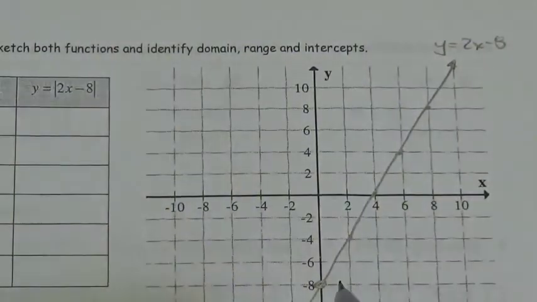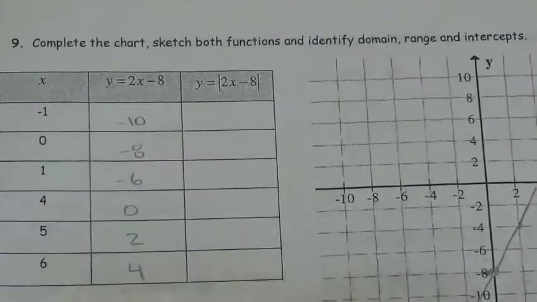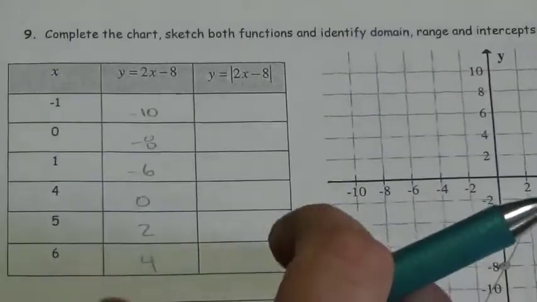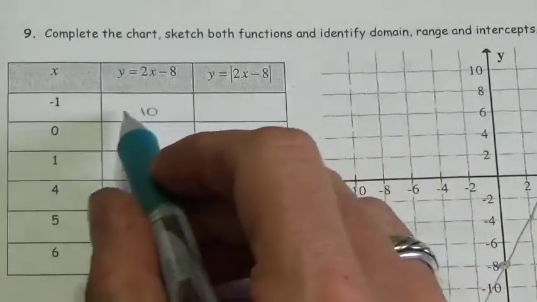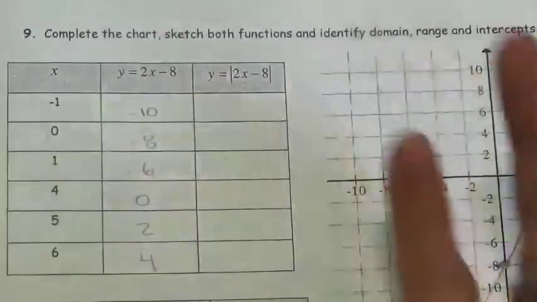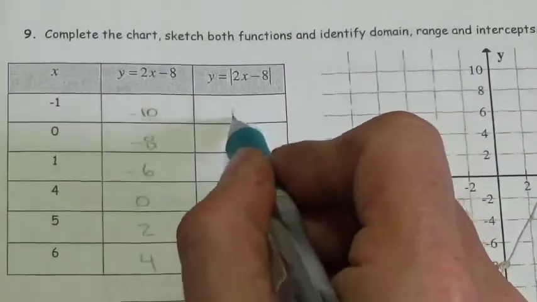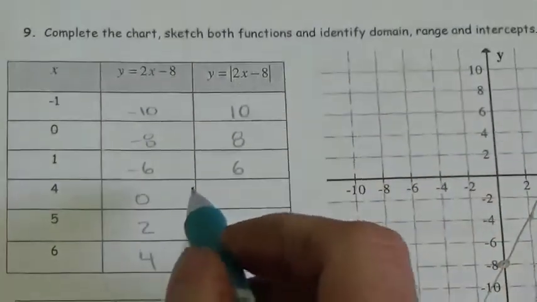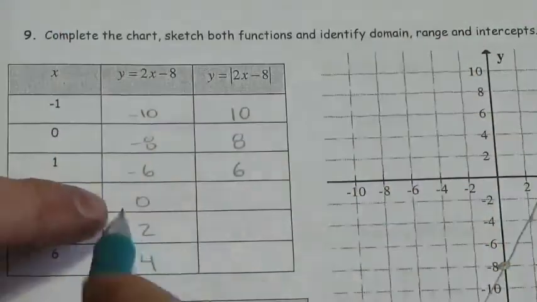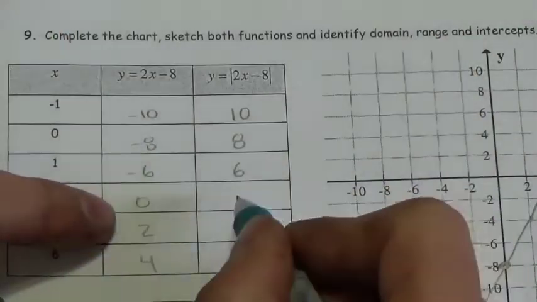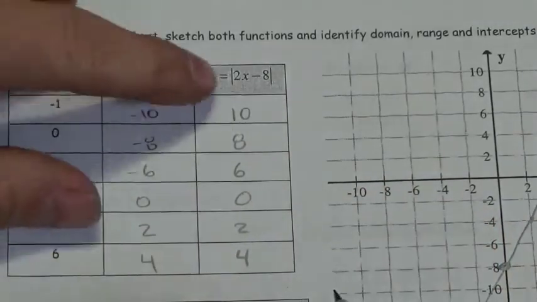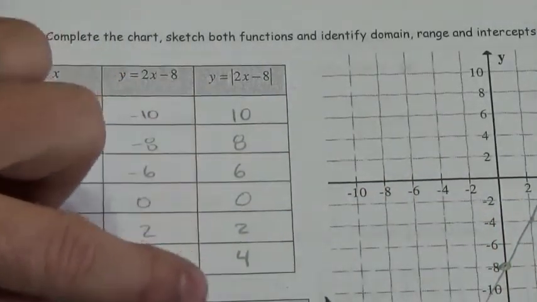Again, you can think of that as either just plotting those points and connecting the dots, or as using the slope-intercept form. Now, the absolute value is going to throw another negative in there if it's negative inside. So it's going to make this positive 10, it's going to make this positive 8, it's going to make this positive 6. If the value inside the absolute value becomes positive or 0, then the absolute value leaves it alone. So 10, 8, 6, 0, 2, 4.